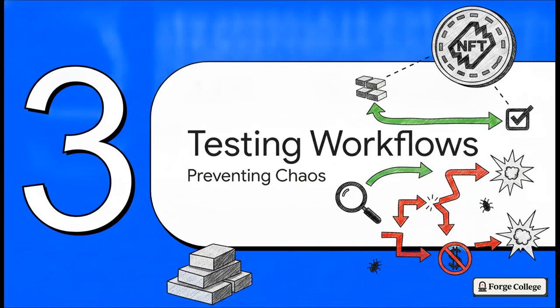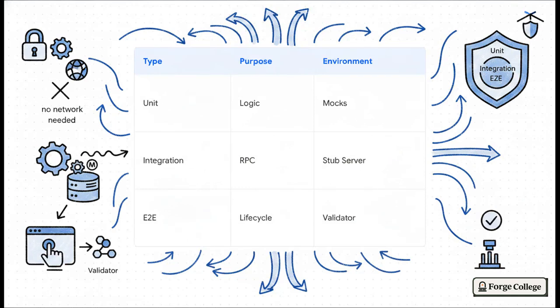Moving on to section 3, testing API to chain workflows, preventing chaos. Because honestly, nobody wants to be the developer whose API tells a user they own a $1 million NFT that actually sold to someone else 5 minutes ago. That is exactly why we use a layered testing blueprint. You start small with unit tests just for your pure logic. Then you step up to integration tests using a fake server to see how your API handles blockchain responses. Finally, you run end-to-end testing against a local validator to test the entire journey. Master this stack and your app essentially becomes bulletproof.